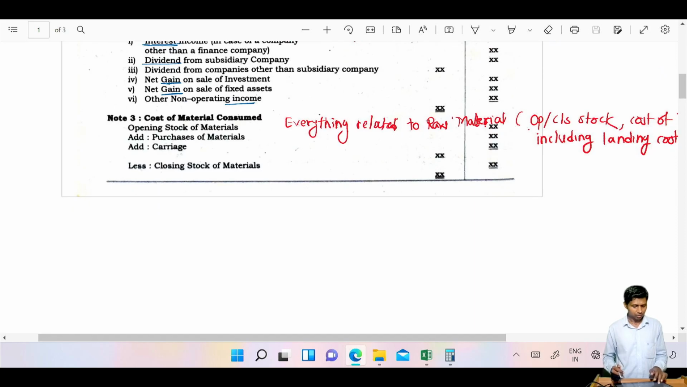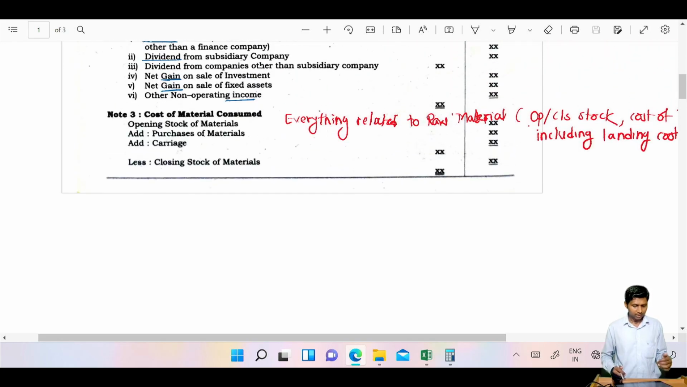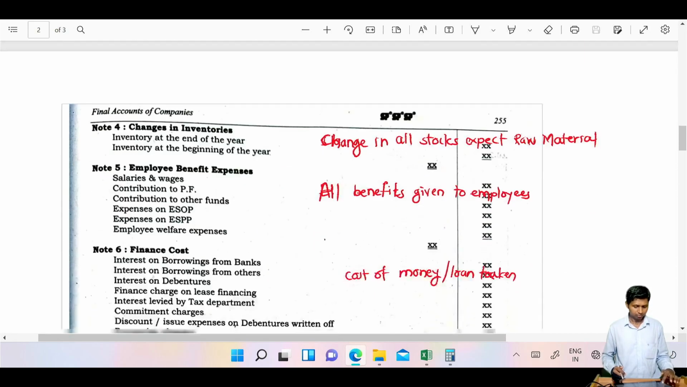The cost of materials consumed, as I explained, covers everything related to raw material purchase, their carriage, their closing stock amount, hamali charges, unloading charges, and their returns, all related to raw material. Here is the cost of materials consumed. Then changes in inventory. Just check here: opening and closing inventory you find, other than raw material inventory. Other inventories mean what? Finished goods inventory, WIP inventory, consumable stock inventory, consumable goods inventory, etc.